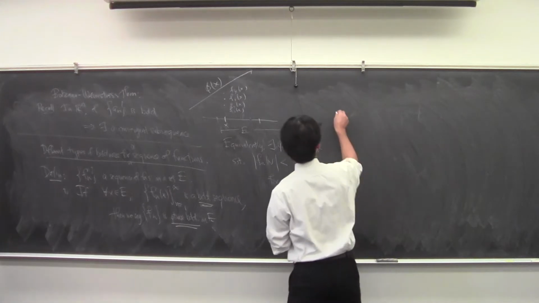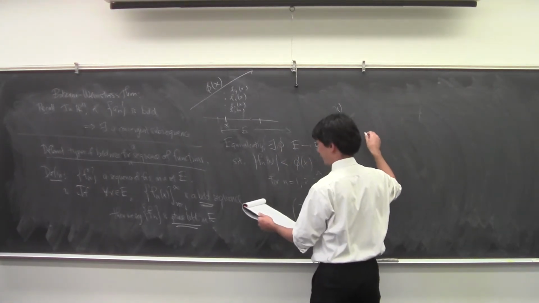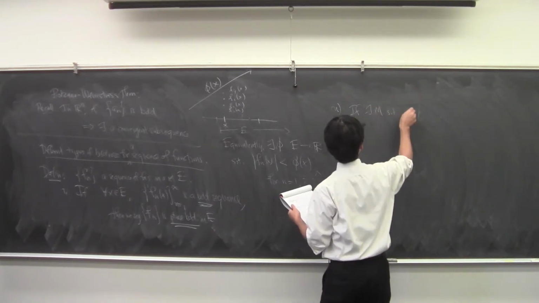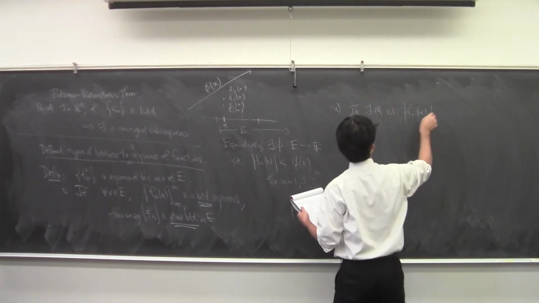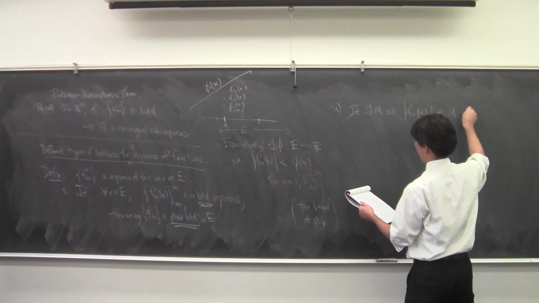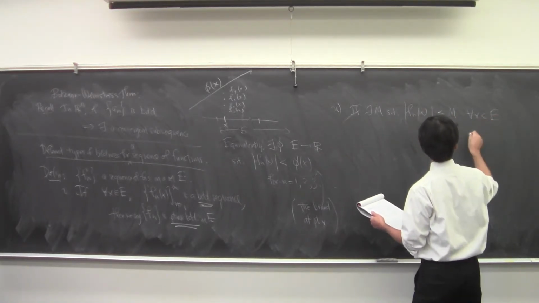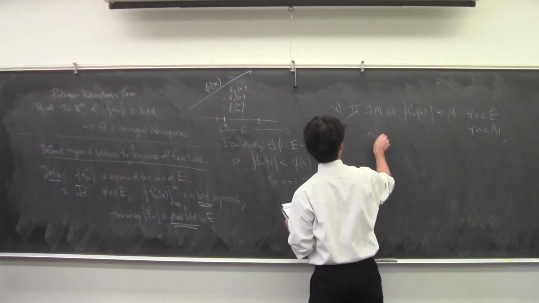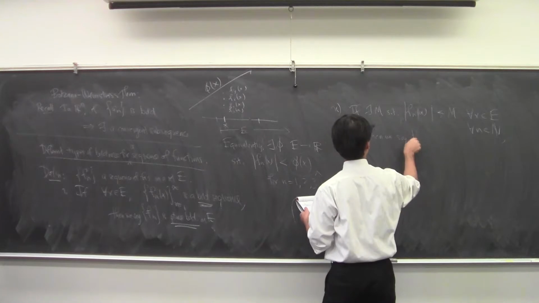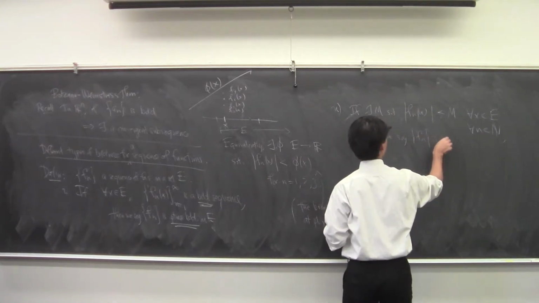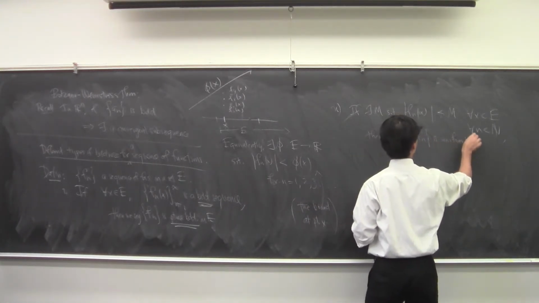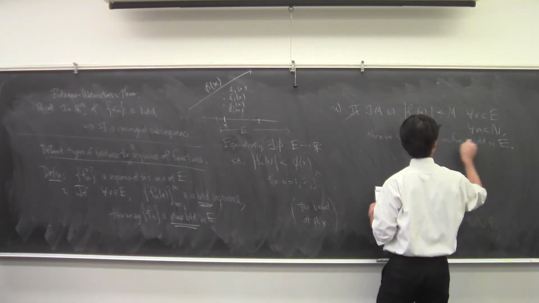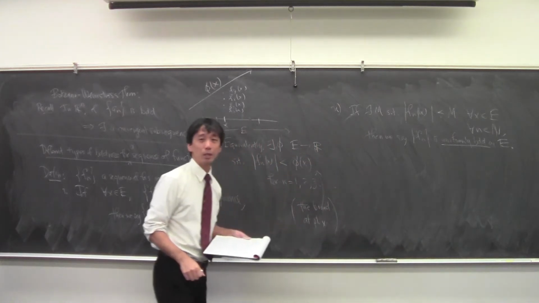Now, the second type of boundedness is called uniform boundedness. So if there exists an M such that |fn(x)| is less than M for all x in E and for all n, then we say fn is uniformly bounded on E.